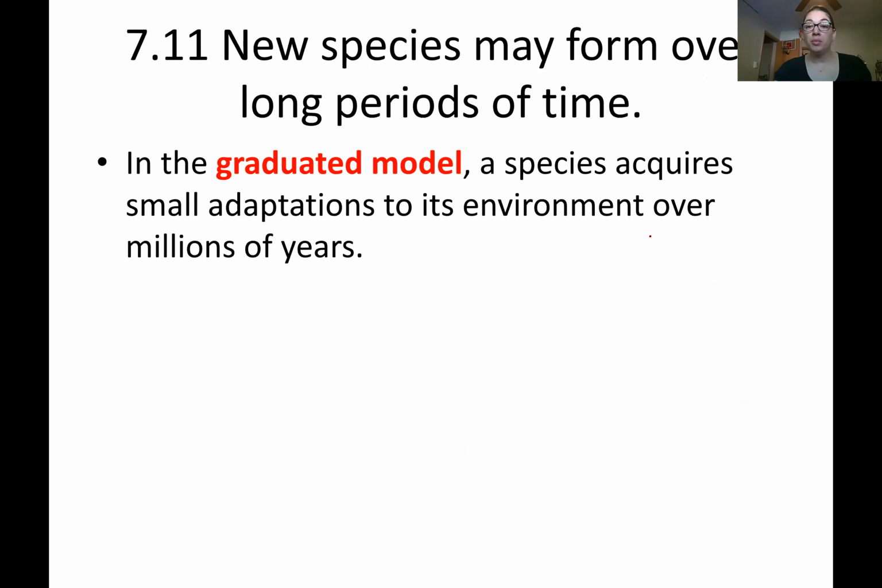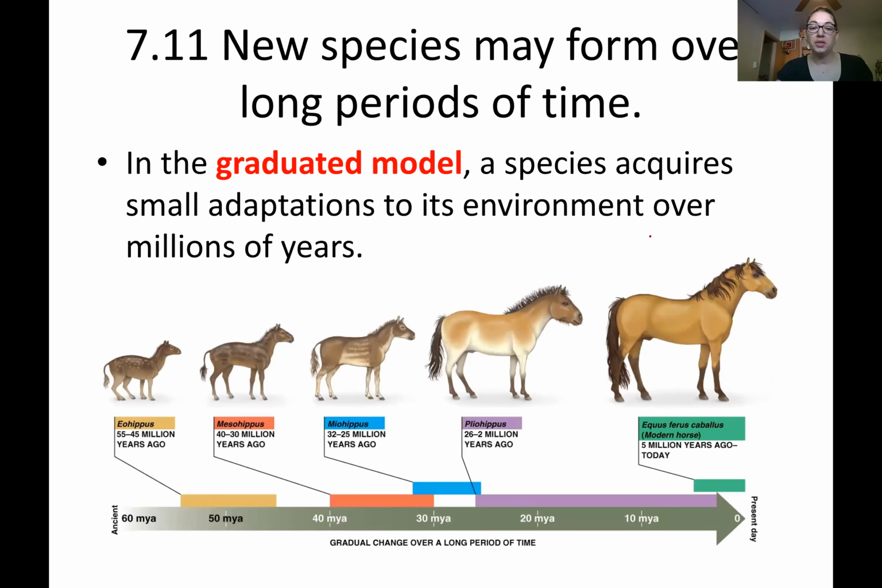Based on the gradual model, species acquire small adaptations over a very long period of time. So in this example here, we have ancestral species of the modern horse, and the changes that occurred were very slow over time.